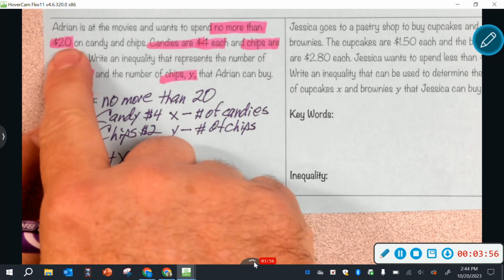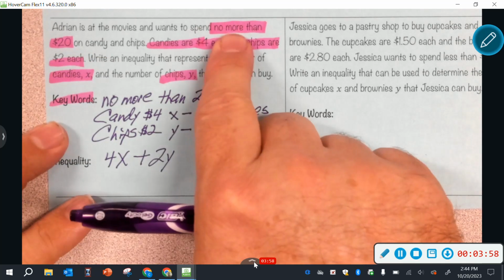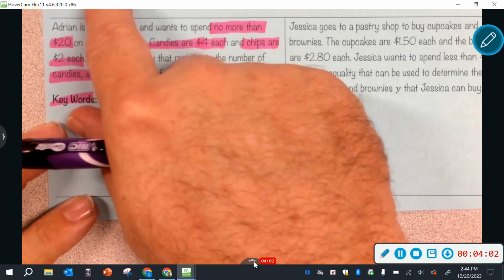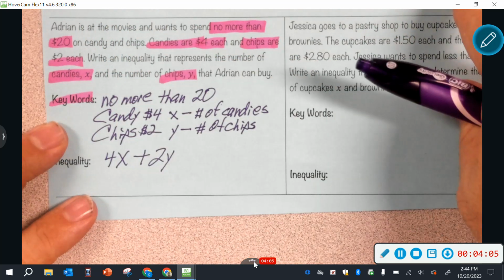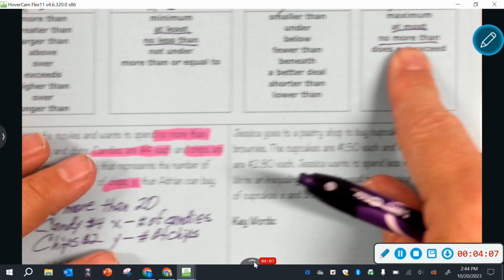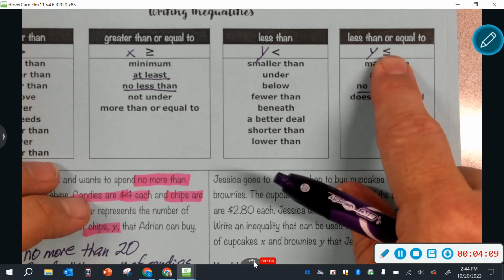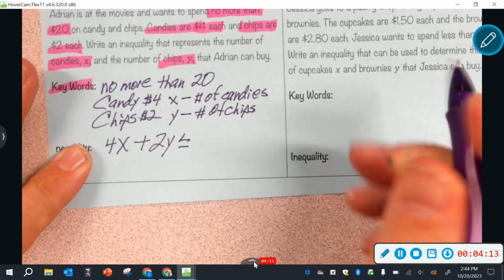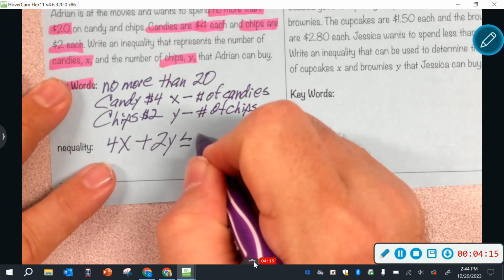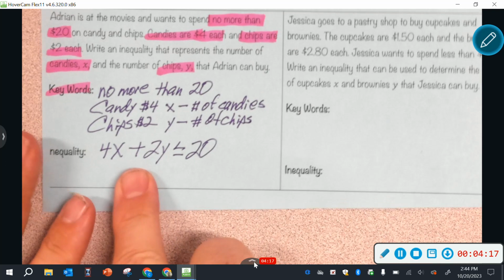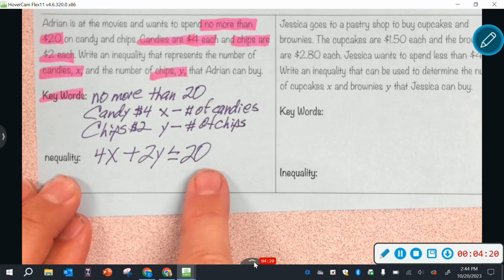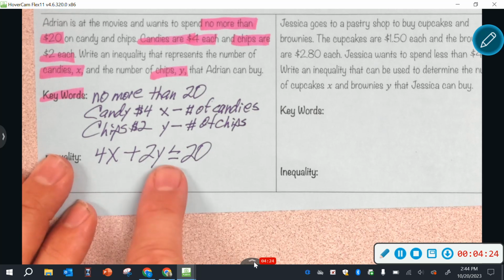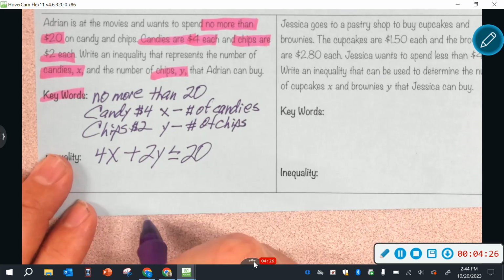And then no more than this tells us what an inequality sign is, and so we see no more than right here. So we're going to use the inequality sign less than or equal to. So I'll go less than or equal to, and then I put my 20. So that's our inequality right there. In this form, we cannot plug it into Desmos. So if we want to get this into Desmos, we would have to solve for y.